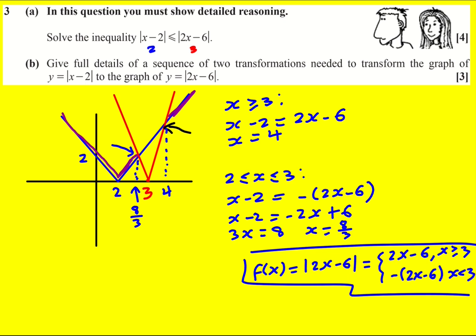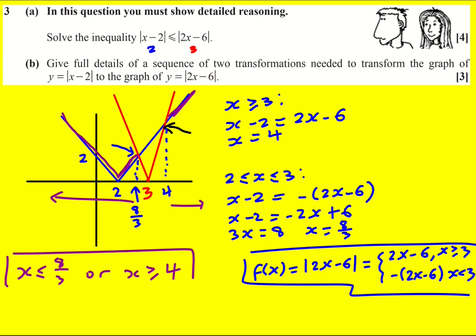And there's going to be no other points of intersection, so I don't need to solve any other equations. I can just look at the graph, the purple region. Well, we've got x is less than or equal to 8 over 3 for this part here, or we had this part here, x is greater or equal to 4. All right, that was part A. Okay, on to part B.